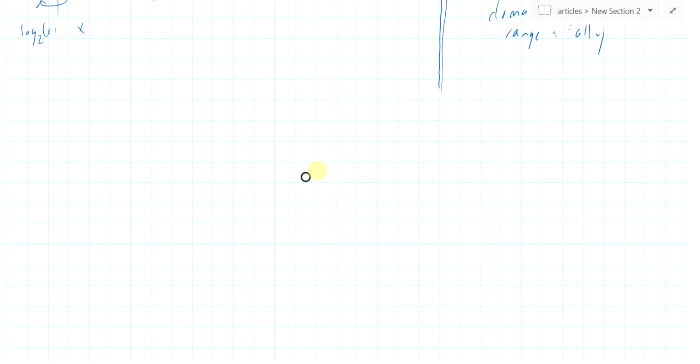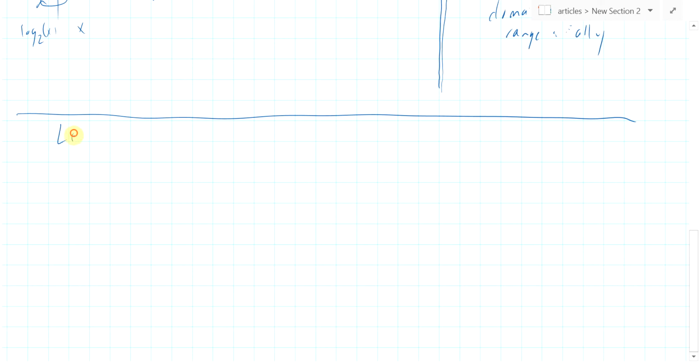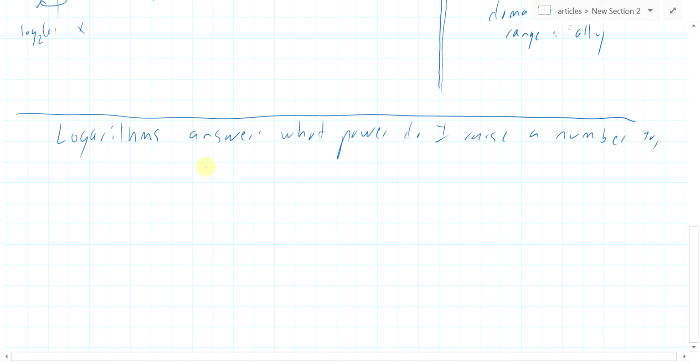So, what are logarithms trying to do? They answer a question. Logarithms answer the question, what do I have to raise this to? What power do I raise a number to get another number?